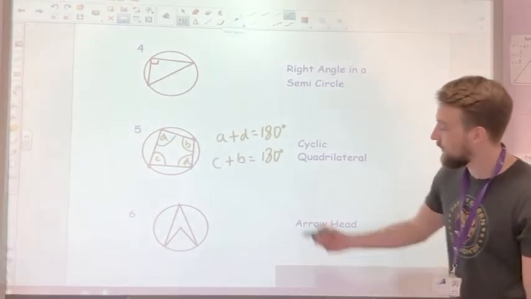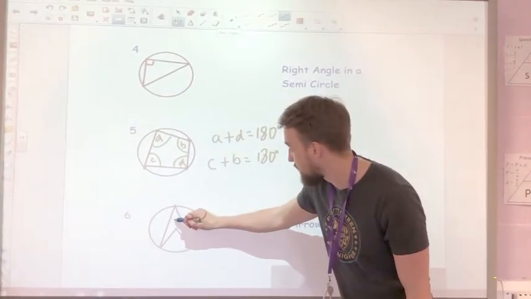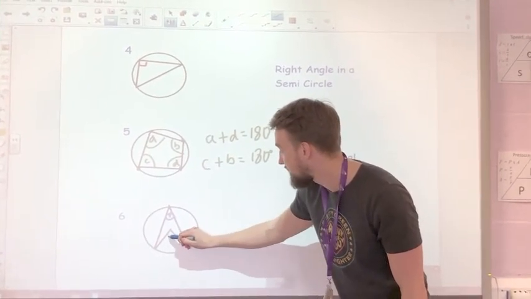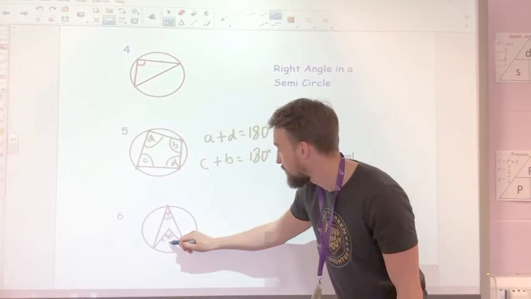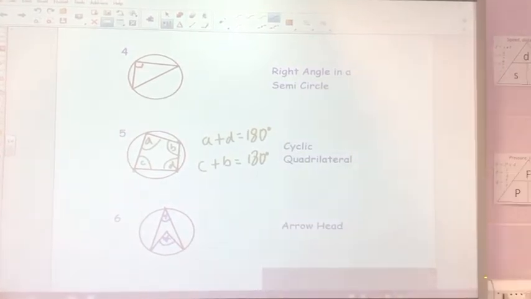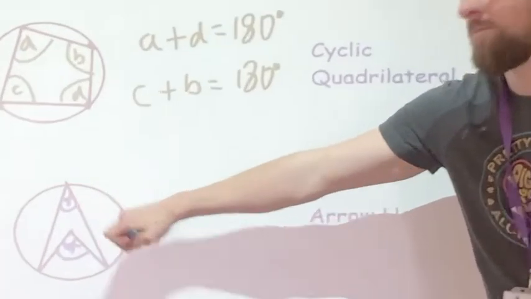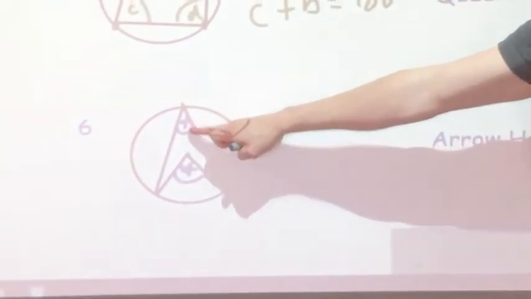And what we need to know from this is that if we call this angle x, then this angle here at the centre will be 2x. That angle is twice as big as that one, or that angle is half the size of that one.